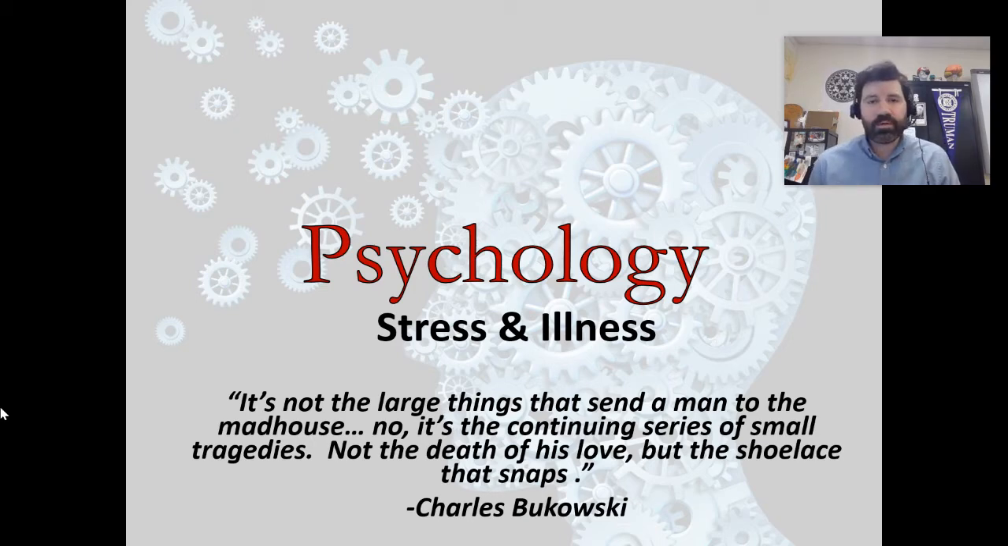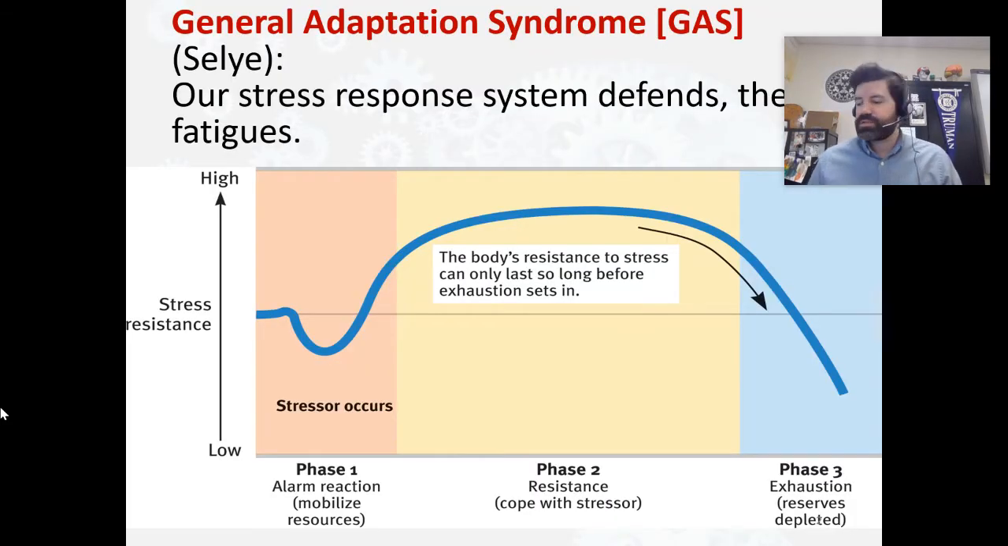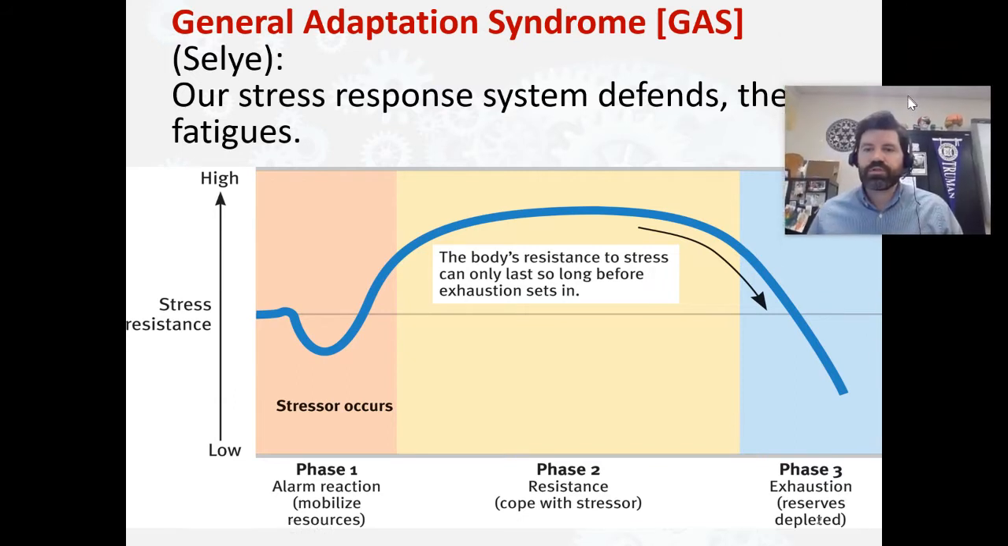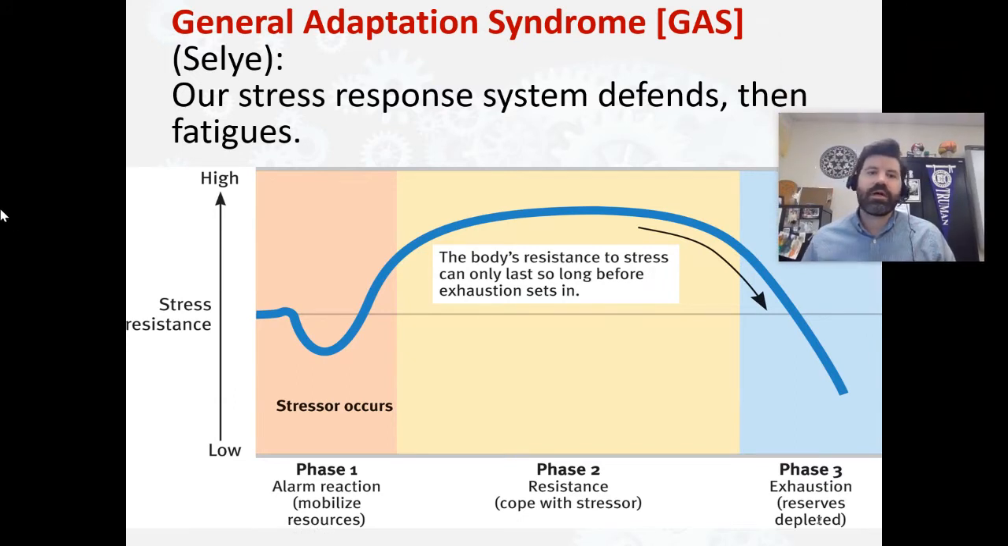And so part one, this lecture is going to be looking specifically at stress and illness. How does stress impact our body? So I want to start by showing you this chart. It was a chart created by a guy named Hans Selye. And this is known as the General Adaptation Syndrome, or sometimes simply referred to as GAS. And it is how our body responds to stressors.